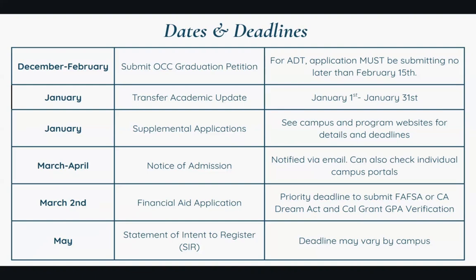In the month of May is where you will need to submit your Statement of Intent to Register, your SIR. This is essentially informing the campus that you will be attending their university. Deadlines may vary by campus, so make sure that you're checking your emails with communication or the university website.